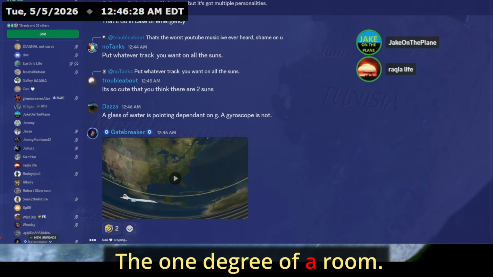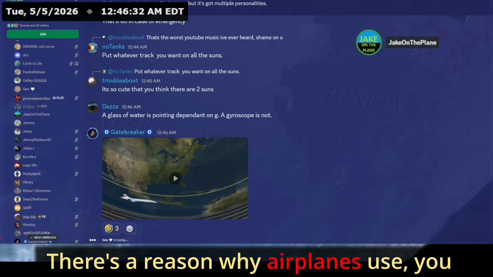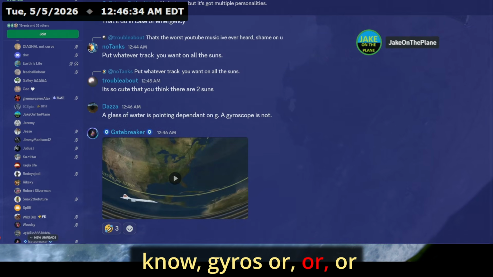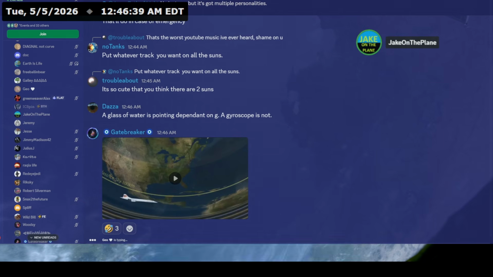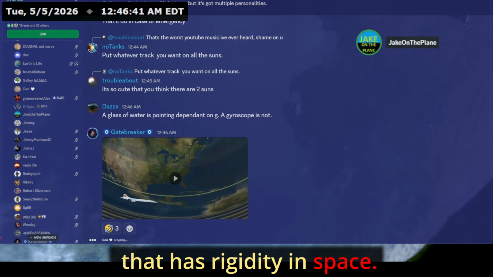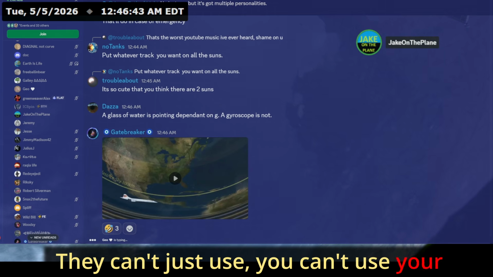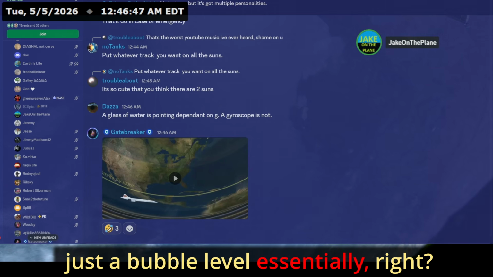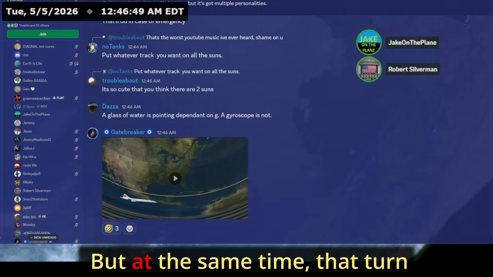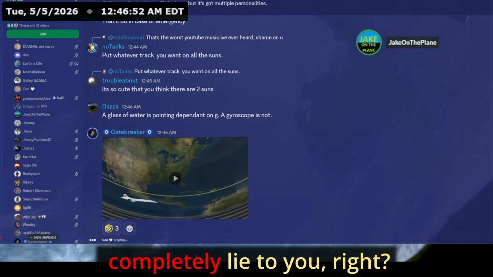The 1 degree. There's a reason why airplanes use gyros or the electronic equivalent using the Sagnac effect, right? They need something that has rigidity in space. You can't use your turn coordinator for it, right? Because that's just a bubble level essentially, right? Your turn coordinator is going to completely lie to you, right?